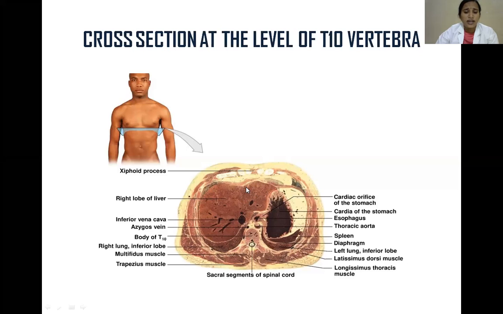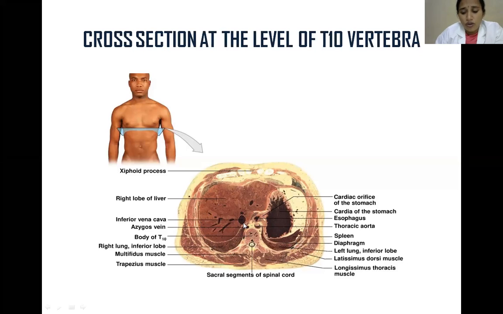On the right side, right lobe of the liver. On the left side, you will see the stomach, cardio-esophageal junction of the stomach, and in between the stomach and the lower lobe of the left lung, you are going to see the spleen. Okay, sandwiched between the stomach and the diaphragm. So this is the left dome of the diaphragm, and this is the right dome of the diaphragm.